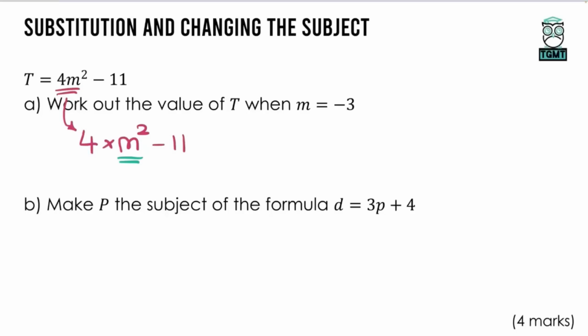So here it's asking us to substitute -3 into m. Now when you are substituting a negative number, you need to make sure that that number goes in brackets. So when we are doing m squared, if I write this out in one go, we have 4 times in brackets -3 squared and then minus 11. As we're using a calculator, we can actually now just type that all in one go. You do need to write the -3 in brackets though.